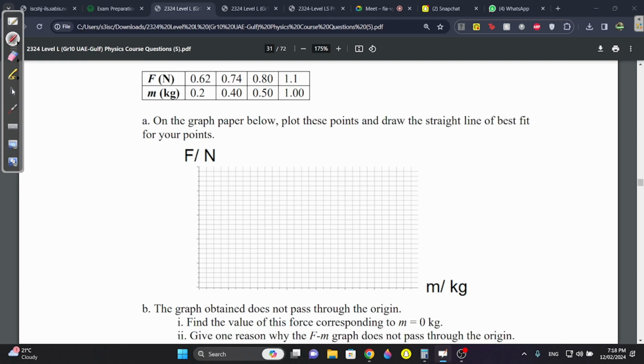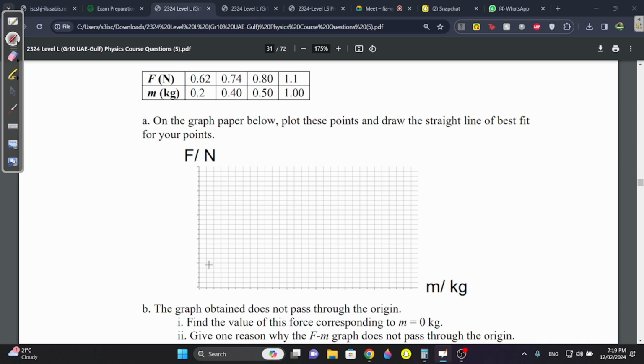Okay, so basically they gave you points of an F-M graph. Obviously you have to plot them. Before plotting any points, please make sure to set your scale. We have 1, 2, 3, 4, 5, 6, 7, 8, up to 30. Okay, we have 30 squares.